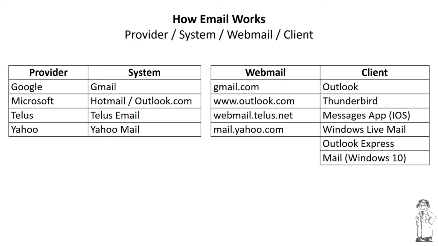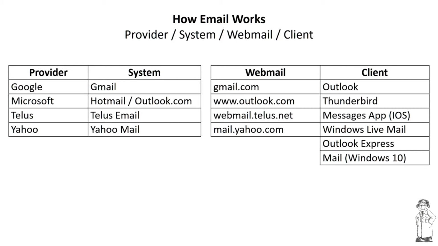The difference between webmail and a client is webmail is typically a website that you go to access an email system. So for instance, you can go to gmail.com to access the Gmail system provided by Google. Or you could go to webmail.telus.net to access the TELUS email system provided by TELUS. An email client is a program installed on your computer that goes to the email system and sends and receives emails for you, as well as a few other things, but we won't get into that in this video.